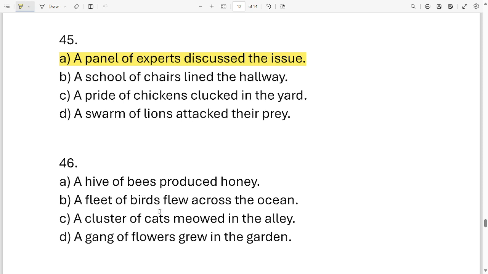A fleet of birds flew across the ocean. A cluster of cats meowed in the alley. A range of flowers grew in the garden. Out of these 4 sentences, which one is the correct sentence? Is it A, is it B, is it C, or is it D? And the correct sentence is option A. A hive of bees produced honey.